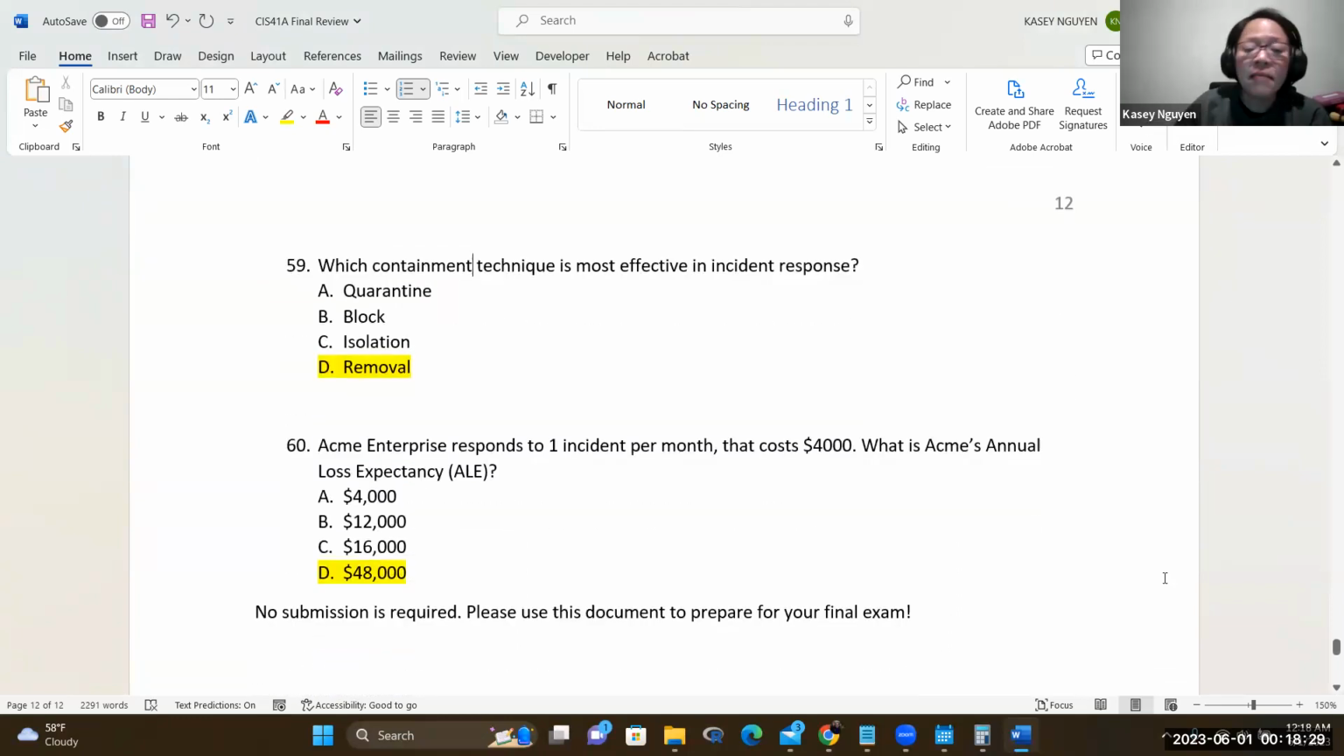60. Acme Enterprise responds to one incident per month that costs $4,000. What is Acme's annual loss expectancy, your ALE? So if we have one incident per month, that means we have 12 incidents per year. You would take the annual rate, which is 12, times the single loss expectancy, which is 4,000. So 12 times 4 gives you $48,000.